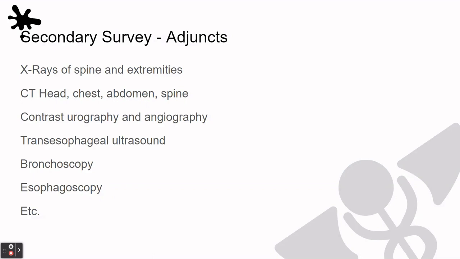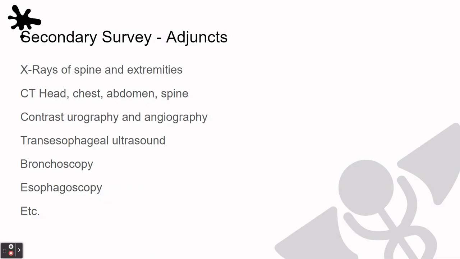Contrast urography and angiography. Urography, I've not really had it come up yet where I was that concerned about a bladder or urethral injury at this time. But angiography, right? So angiography of the chest or the abdomen, if you're concerned about a possible transection or dissection. I mean, if they're transecting, you're not sending them to the CAT scan anyway, right? Do not send unstable patients to the CAT scan.